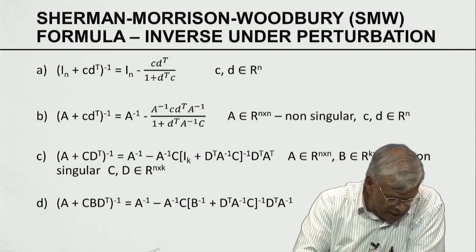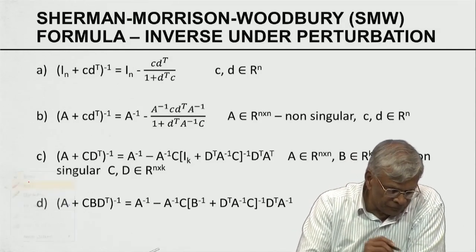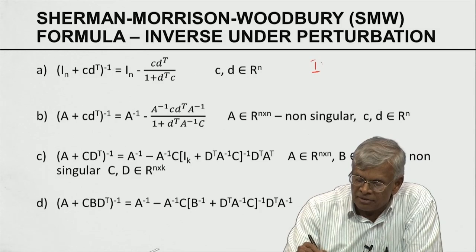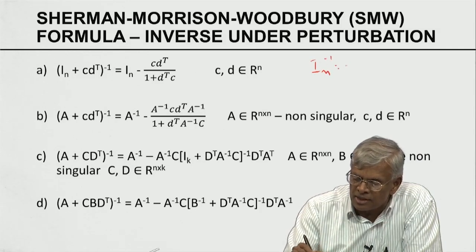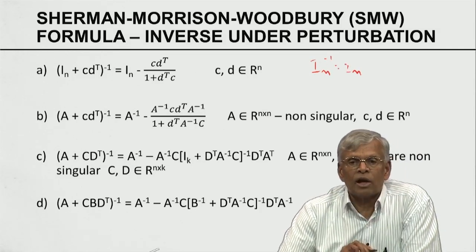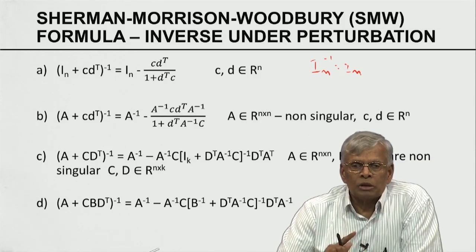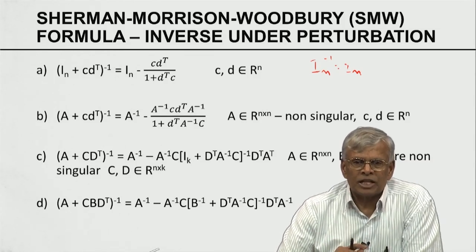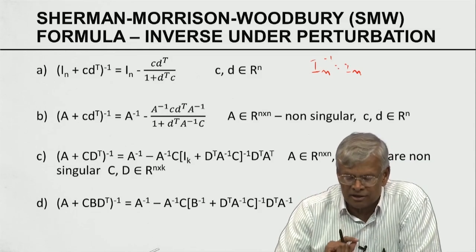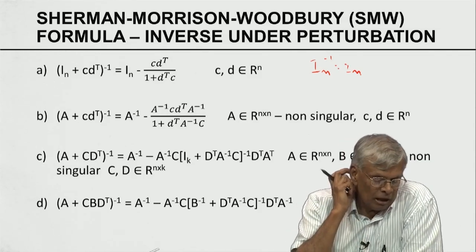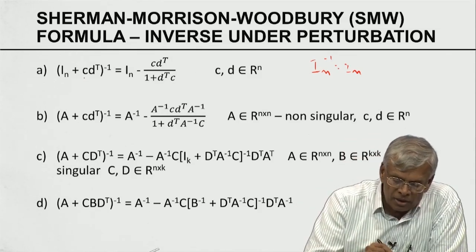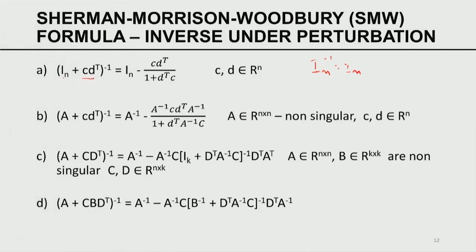If I have an identity matrix, the inverse of an identity matrix is equal to itself. That is a general property we all know. The reciprocal of 1 is 1, and the reciprocal of the identity matrix is the identity matrix. But if I add an outer product matrix to an identity matrix, it is no more an identity matrix. I know the inverse of the identity matrix is the identity.